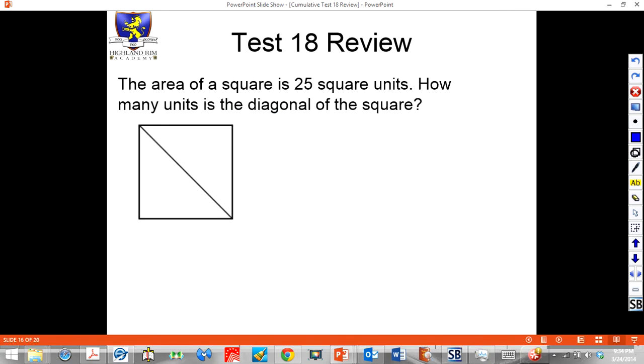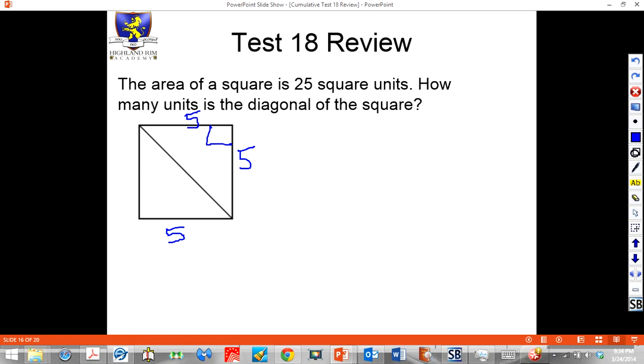Okay. In our next problem, the area of a square is 25 square units. So what does that mean? That means that's a 5 by 5 square, right? So how many units is the diagonal of the square? Well, what that means is that this triangle is 5 by 5, and this is a right triangle.